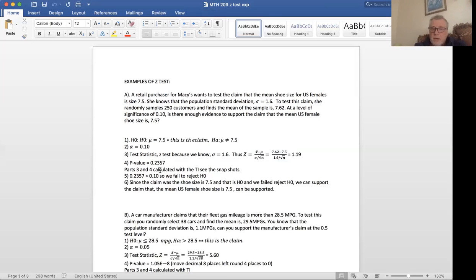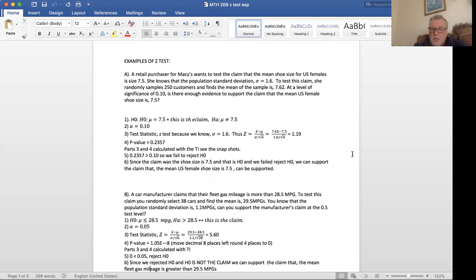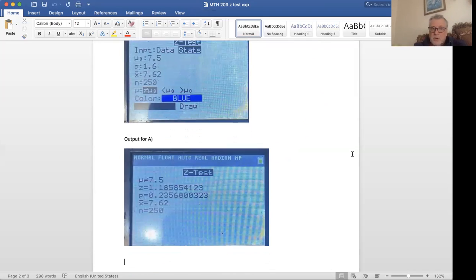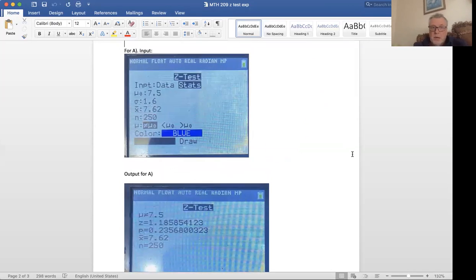Now these two values were calculated with the TI. So I'm going to scroll down and look at the screenshots that I have with the TI. Okay, so here's our first set of screenshots. Here's the input. So we go stat, arrow over to tests, and select number 1. That's a Z-test. We select stats. The only time we do data is if we have a list of data and we put it in list 1 and we use that particular data to calculate all this. But we have the mean given to us, we have the standard deviation given to us, we have a sample size given to us, so we don't have to worry about that.